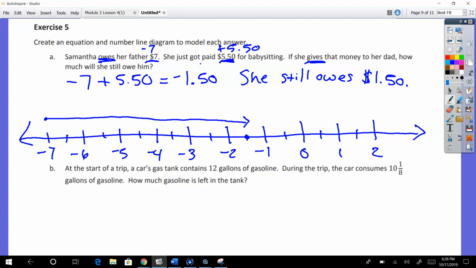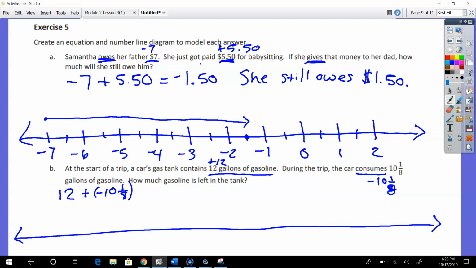B. At the start of the trip, a gas tank contains 12 gallons of gas. So it already contains it, so it's a positive. During the trip, the car consumes, so it uses that. So this is going to be a negative 10 1/8. How much gas is left in the tank? So we have 12 that we started with, which was positive. Writing an addition sentence, plus a negative 10 1/8. That's supposed to be an 8. Number line.